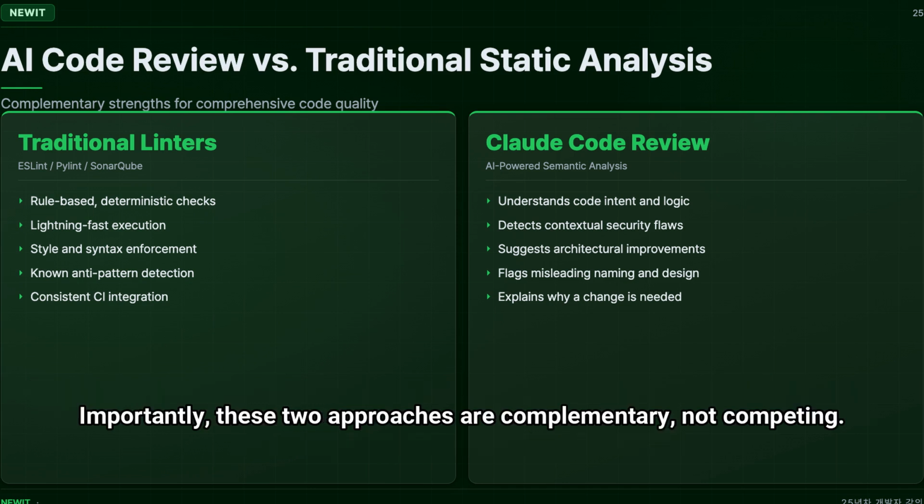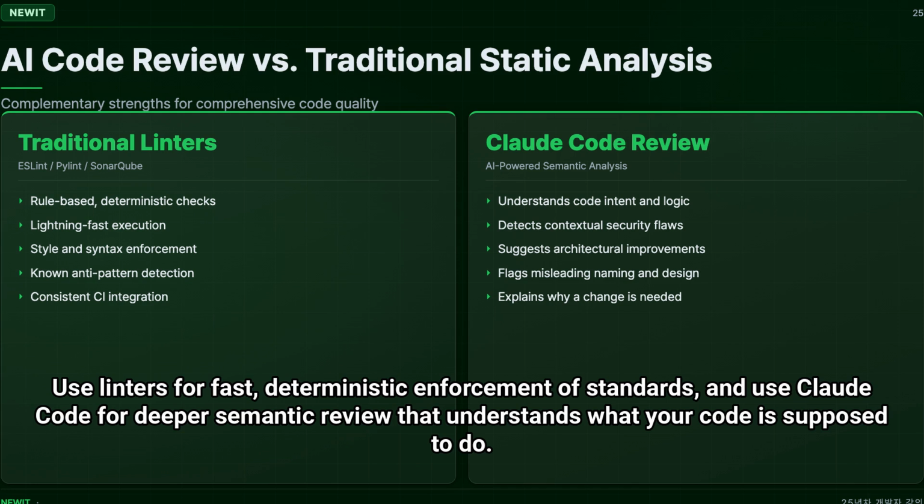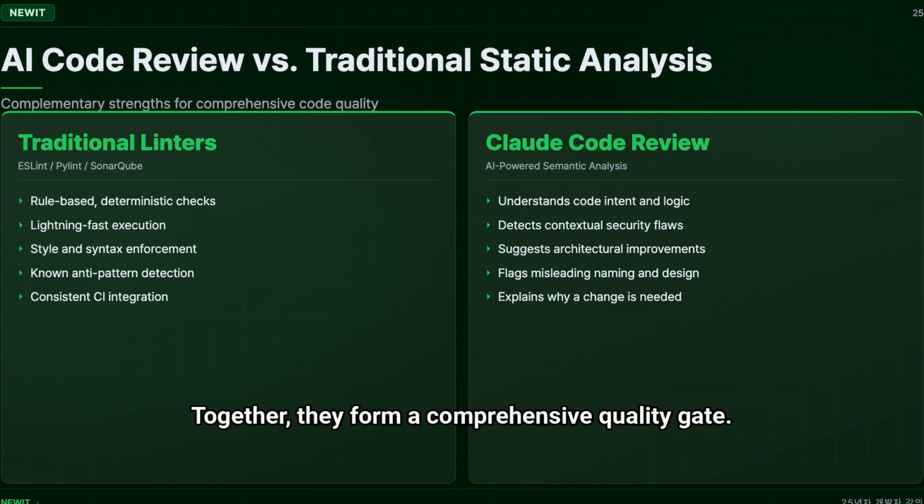Importantly, these two approaches are complementary, not competing. Use linters for fast, deterministic enforcement of standards, and use Claude Code for deeper semantic review that understands what your code is supposed to do. Together, they form a comprehensive quality gate.